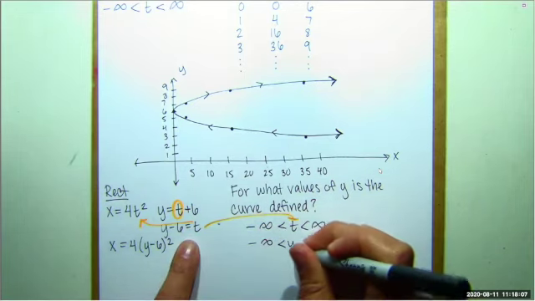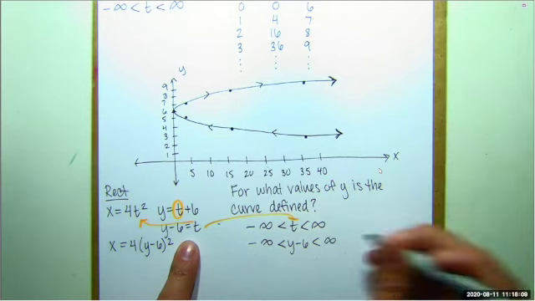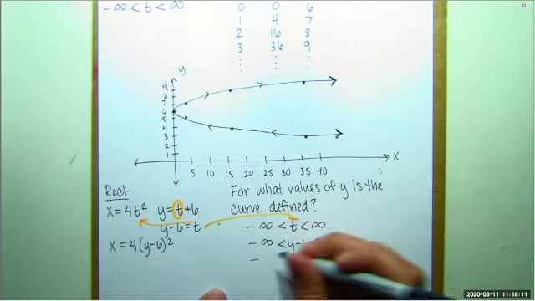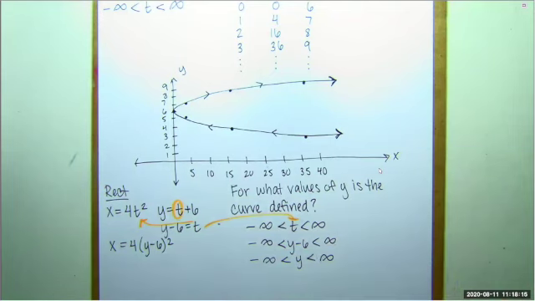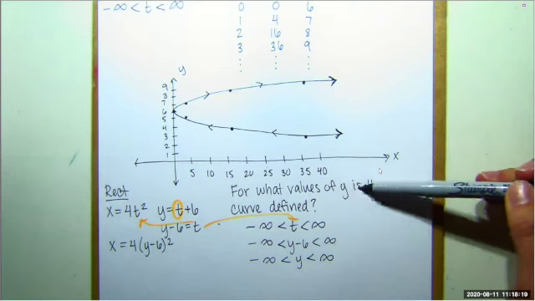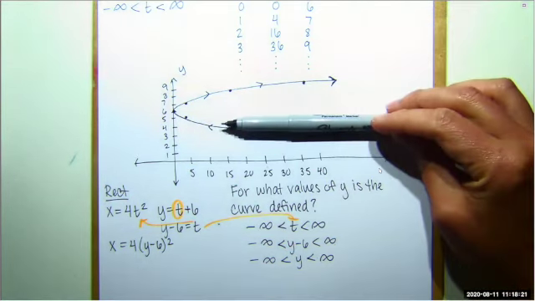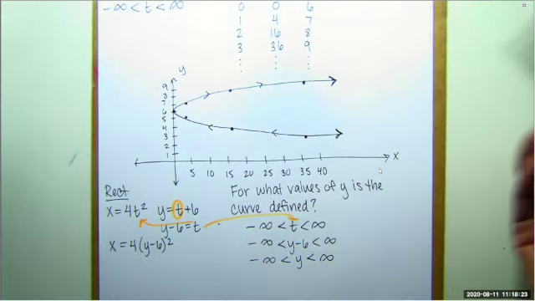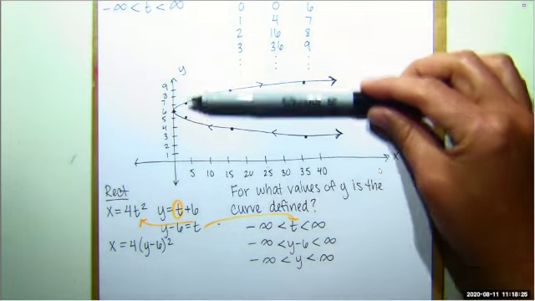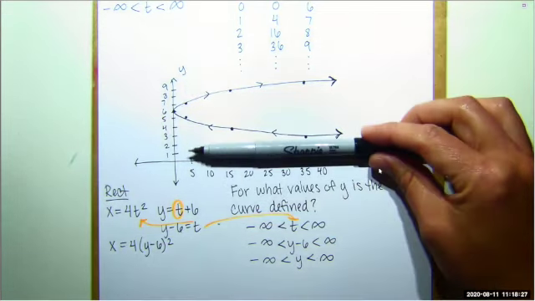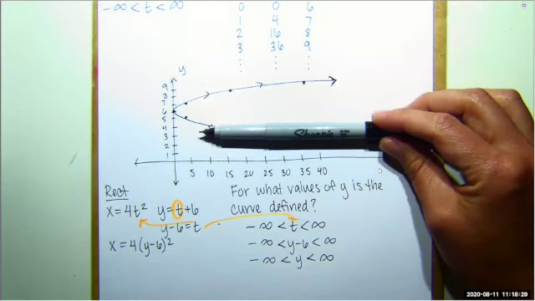So t was y minus 6. Add 6 to all three parts of our inequality, and we still get that y is anything from negative infinity to positive infinity. Okay, so for what values of y is the curve defined? For any y value. The other way we could do this is by looking at our picture and figuring it out graphically. This is asking us for what values of y the curve is defined.